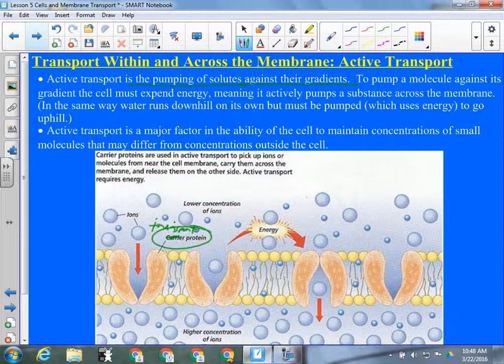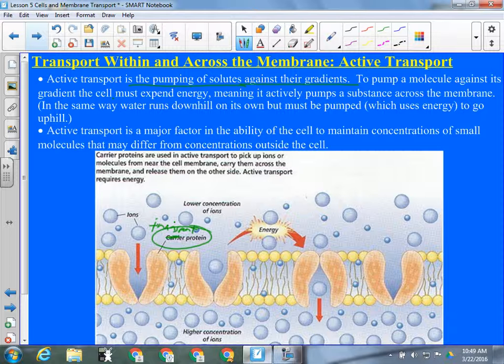These proteins change shape when energy is applied to them. Normally they're in this open shape where they're open to the outside, and then when they're activated, they close like this, and whatever was in the channel at that time gets forced into the cell. So they just open back and forth, and that requires energy, but it actively pumps stuff into the cell. So active transport, like we said, is pumping solutes against their gradient.